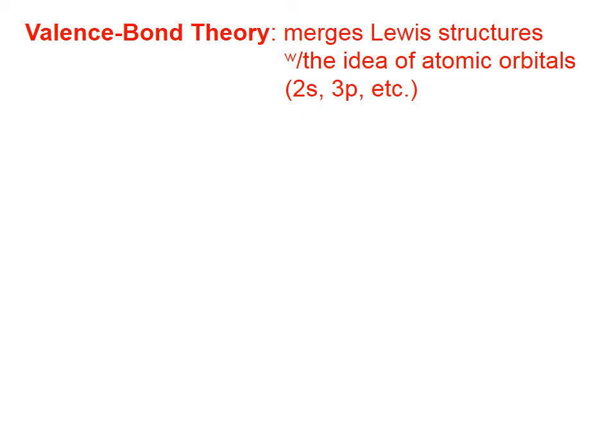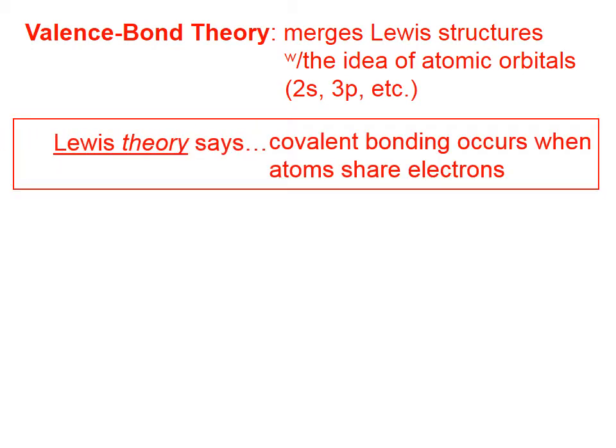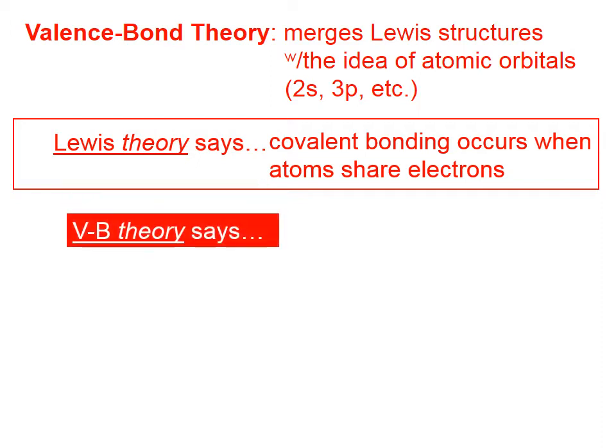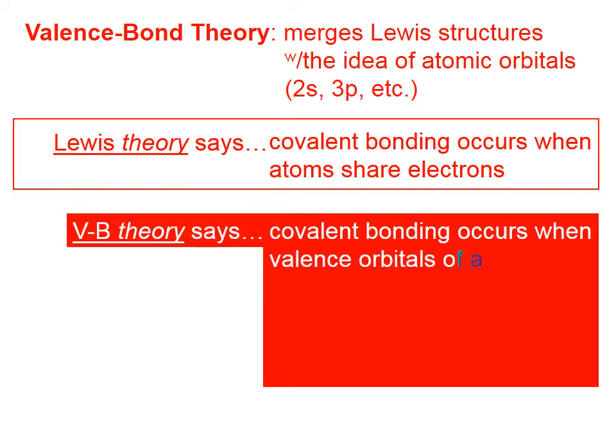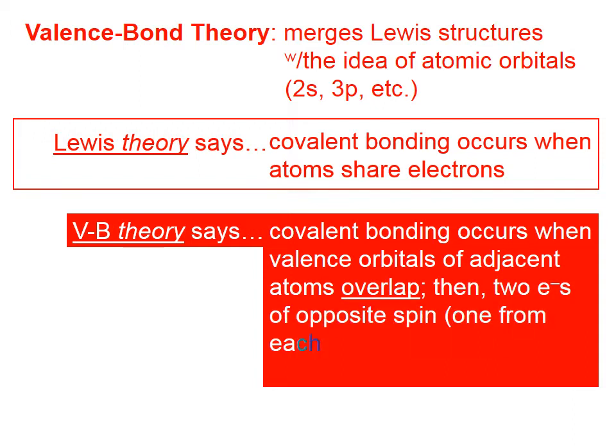Valence bond theory merges Lewis structures with the idea of atomic orbitals, 2s, 3p, 3d, etc. Lewis theory says that covalent bonding occurs when atoms share electrons. Well, valence bond theory says that covalent bonding occurs when valence orbitals of adjacent atoms overlap. Then, two electrons of opposite spin, one from each atom, combine to form a bond.